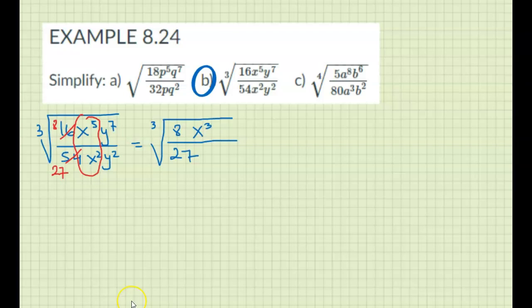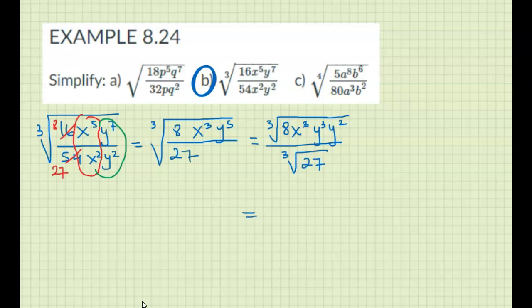And let's look at our y's. Y to the 7, y to the 2, that gives me y to the 5. Alright, so split up the radical, cube root of 8x cubed. We're going to write y to the 5 as y to the 3 and y to the 2. Because we need to divide by 3 here. And then cube root of 27.